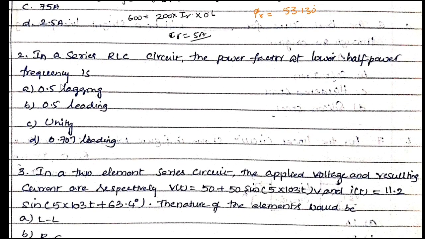Next one. In a series RLC circuit, the power factor at the lower half power frequency. In my previous video, I discussed a similar second question, but I made a mistake there. In a series RLC circuit, the impedance at the half power frequency is root 2 times that of R. So please make a correction in my previous video. In this question, the power factor at the lower half power frequency is 0.707 leading here. So the answer will be D. Okay, answer is D here.